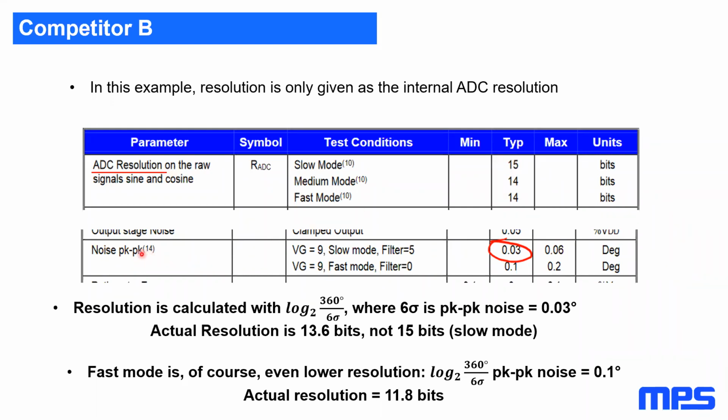Well, let's check that against the peak-to-peak noise. For their slow mode, they're at 0.03, and I'm going to give them the benefit of looking at their typical value instead of their max value. They're at 0.03, and at their fast mode, they're at 0.1. If we perform this calculation, log 2 of 360 degrees over 0.03, we find out the resolution is 13.6 bits, not 15. In fast mode, which is of course even lower resolution because it's 0.1 degrees of noise, it is only 11.8 bits, not 14. So you'd have to do the diligence of running these calculations.